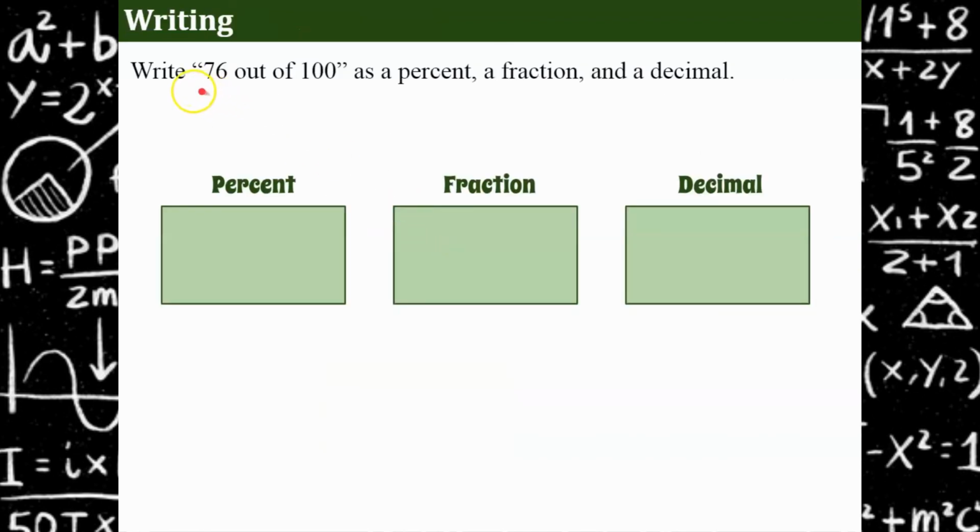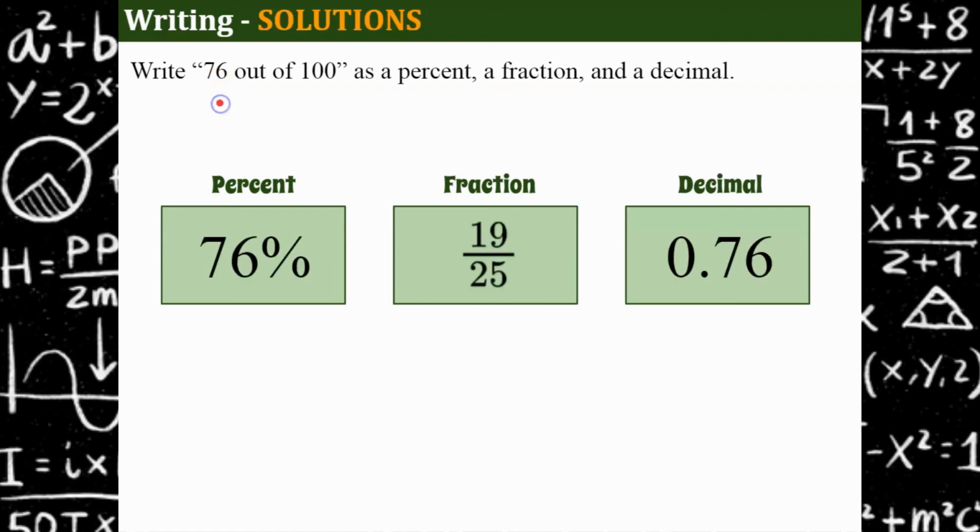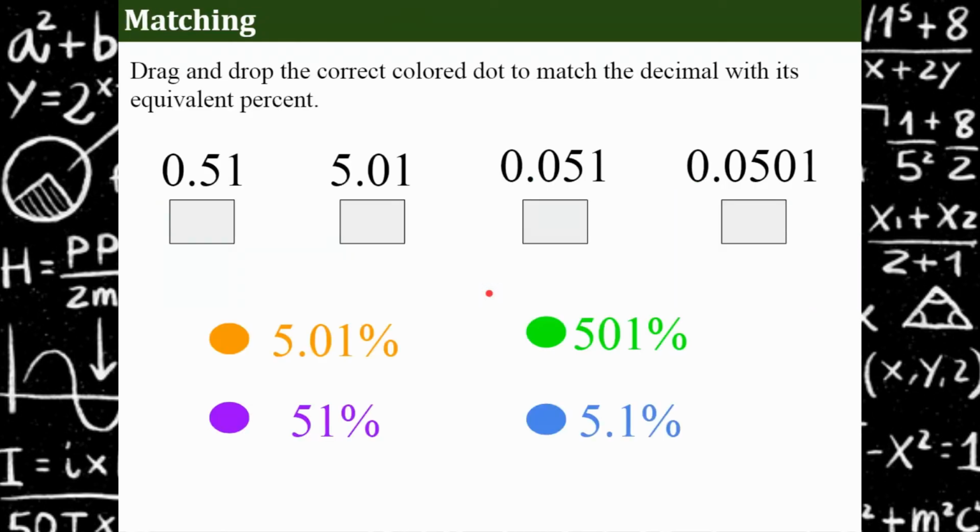All right, let's talk about writing now. You're given a phrase, and you're asked to write that as a percent, a fraction, and a decimal. Please pause, see if you can do all 3, and come back to check your work. Welcome back. Let's see how you did. So 76 out of 100 would be 76%. Decimal 0.76. And I hope you simplified your fraction. 76 over 100, both the numerator and the denominator are divisible by 4 to get 19 out of 25. So you should always answer a fraction in simplest form.